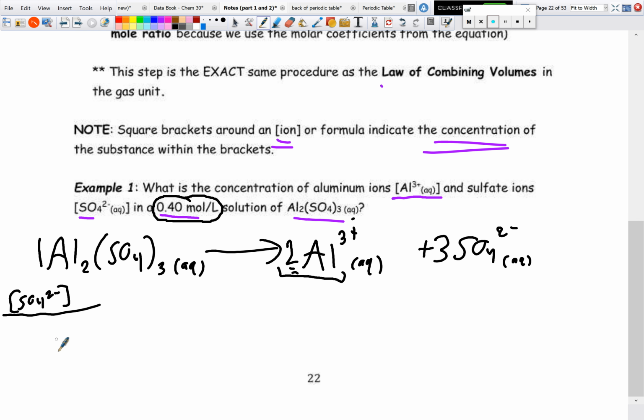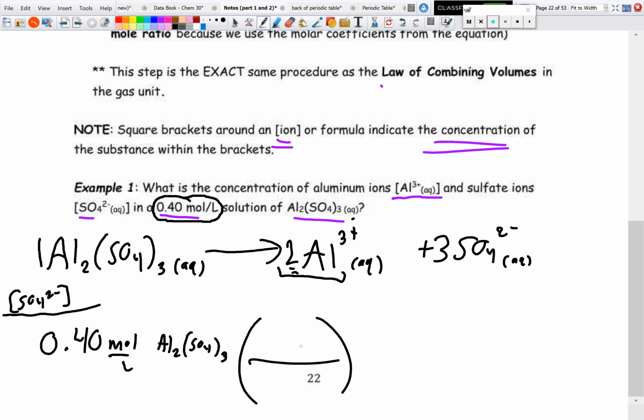We're going to do the exact same thing. So we're going to start off with our 0.40 moles per liter of aluminum sulfate, Al2(SO4)3. We are going to do a conversion factor. This time we want sulfate, and we want to get rid of our aluminum sulfate. Now the numbers that we choose, same thing. The number in front of sulfate is 3, so that goes in the numerator. The number in front of aluminum sulfate is 1.